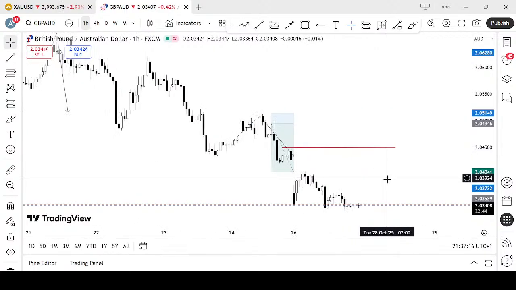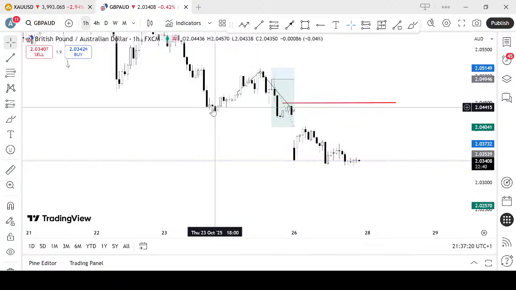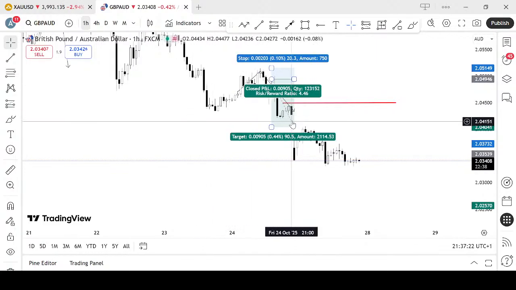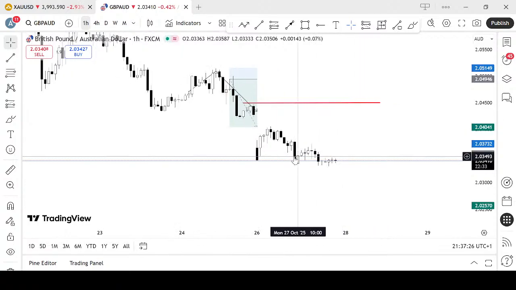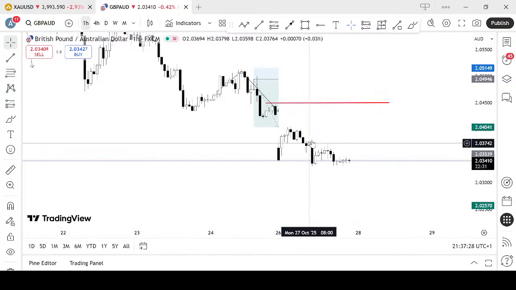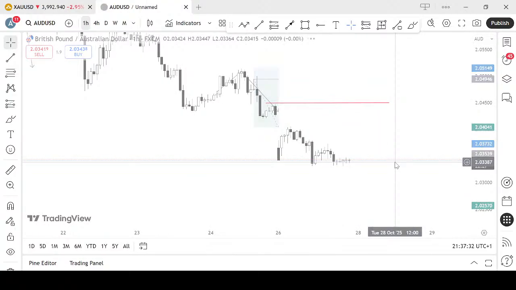On GBP, and I said this, we've been looking for selling opportunities for a while now, and price is still delivering to the downside. Though there seems to be no entry in form of the bearish engulfing candle, I'm still very bearish on GBP.